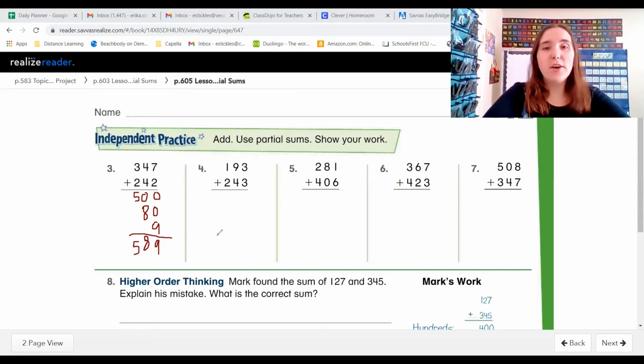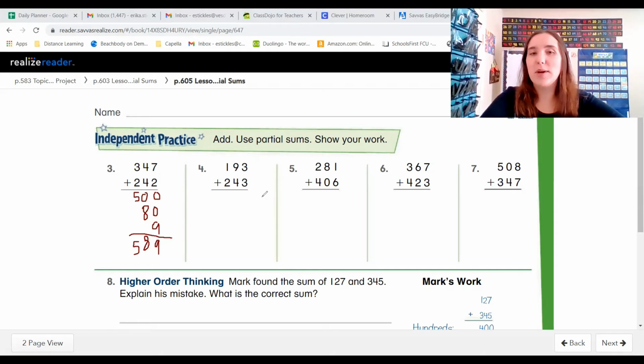Easy peasy. Go ahead, friends, try number 4, take your time, and then come back to me when you think you've solved it, and I'll help you and we'll double check. You ready? You paused me, you did it?